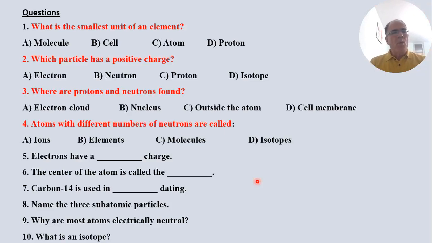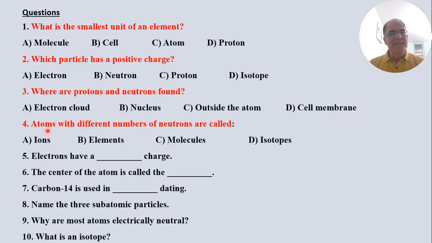Some questions. What is the smallest unit of an element? Element is a pure substance. Elements are made from atoms. Yes. Which particle has a positive charge? We have three types of particles. Protons are positive particles. Electrons are negative particles. Neutrons have no charge. Isotope is not a subatomic particle. This is an atom. Some atoms have the same number of protons but differ in the number of neutrons. These atoms are called isotopes. Where are protons and neutrons found? Protons and neutrons are found in the nucleus.